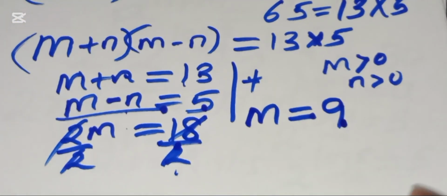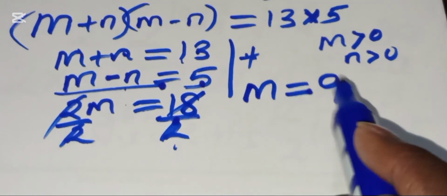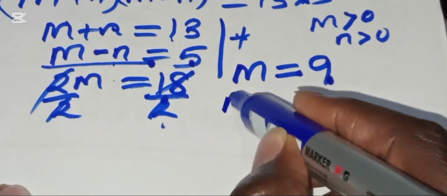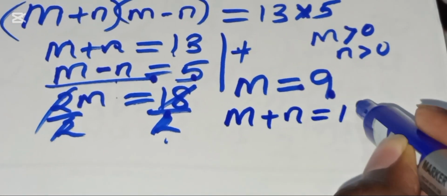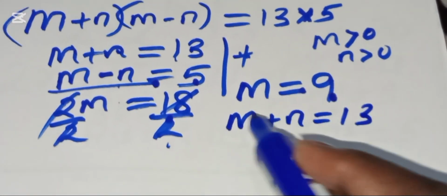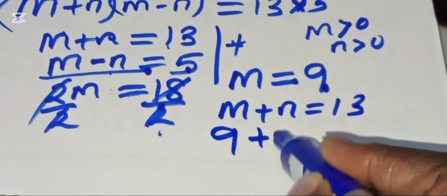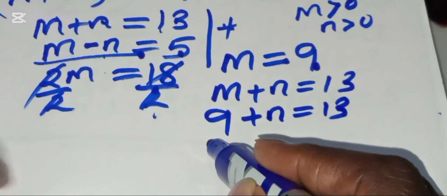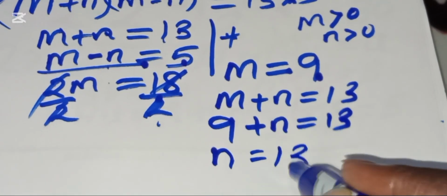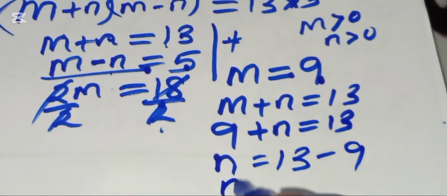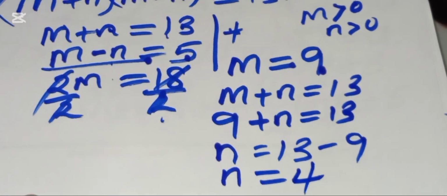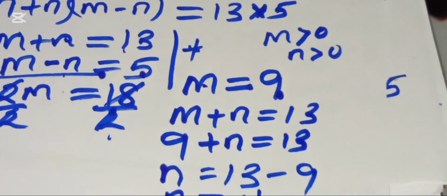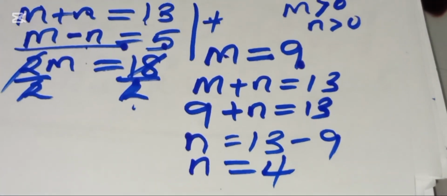Now let's solve the corresponding value of n. If you substitute into one of these equations, we have that m plus n is equal to 13. So this is 9 plus n equal to 13, so that means n is equal to 13 subtract 9, and that means n is equal to 4. Now we have the value of m and n, so let's substitute this back into the equation.